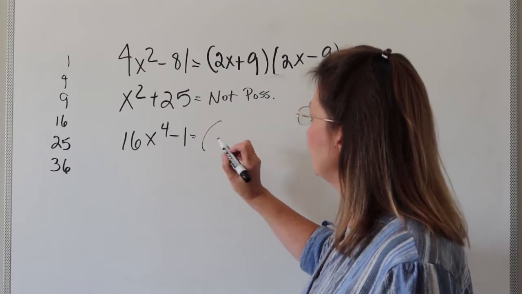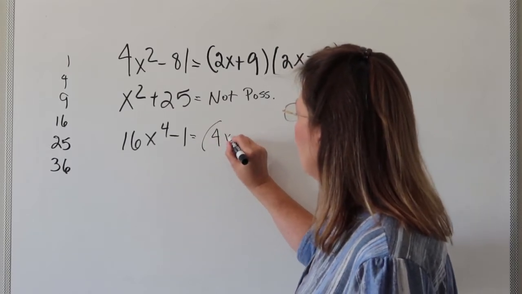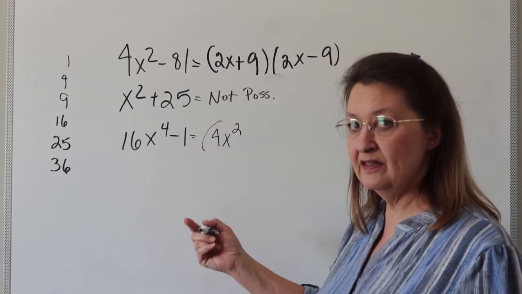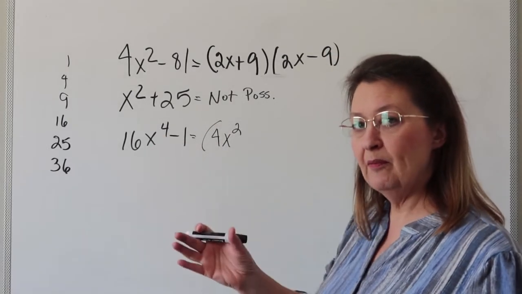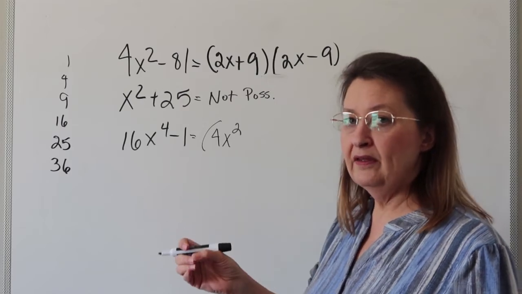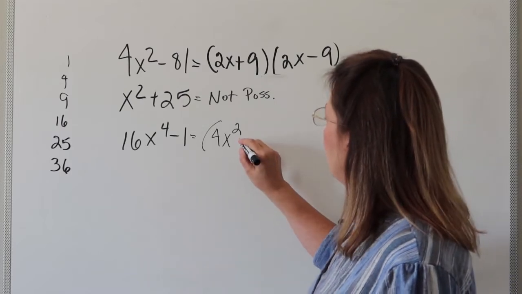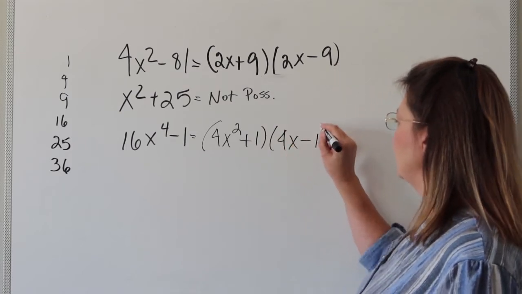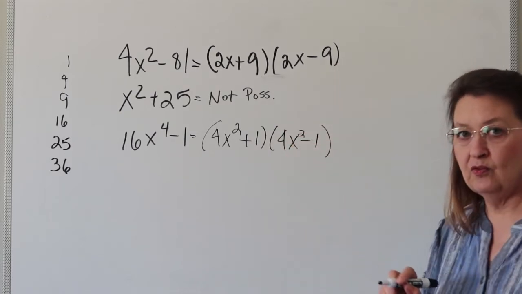So when I factor this, I'm going to get 4x to the 2nd. The square root of x to the 4th is x to the 2nd, because if I wanted to multiply them back together, you add those exponents. So plus 1 and 4x squared minus 1.